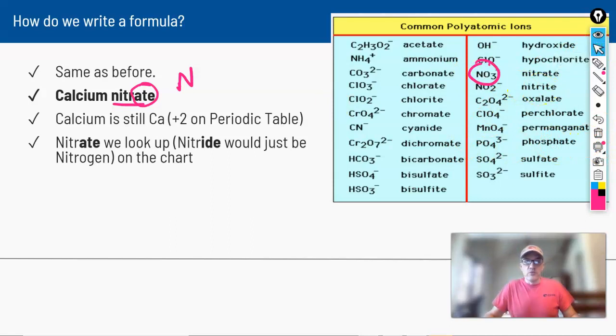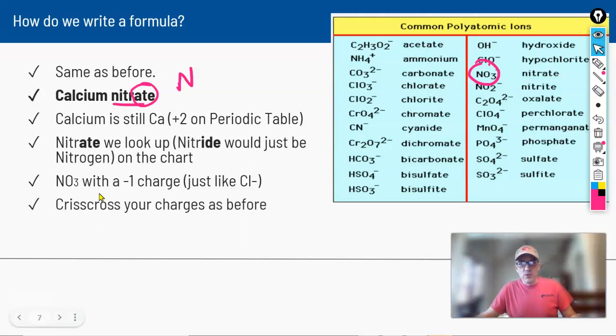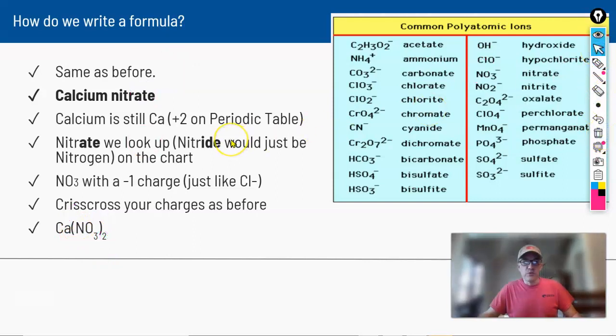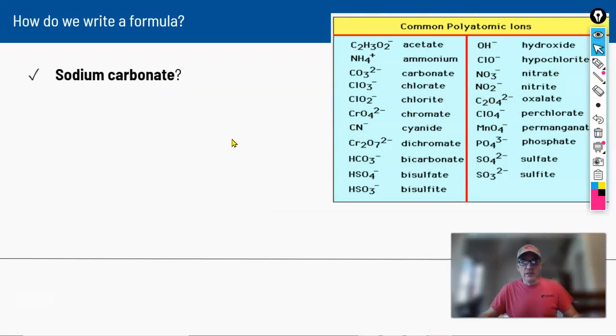And so in order to write the formula, then I'm going to use Ca for calcium and I'm going to use NO3 for nitrate. At that point, we just look up the charges on the periodic table like we had done before. We crisscross our charges like we had done before, and we end up getting something like this with Ca(NO3)2. So calcium would have been +2, which is why we end up with a 2 down here. Nitrate is a -1, which is why we end up with a 1 right here. So again, we just clean this up by getting rid of the 1 and moving on. So again, don't have to do any new rules. We're just using some new words and they still act the same.